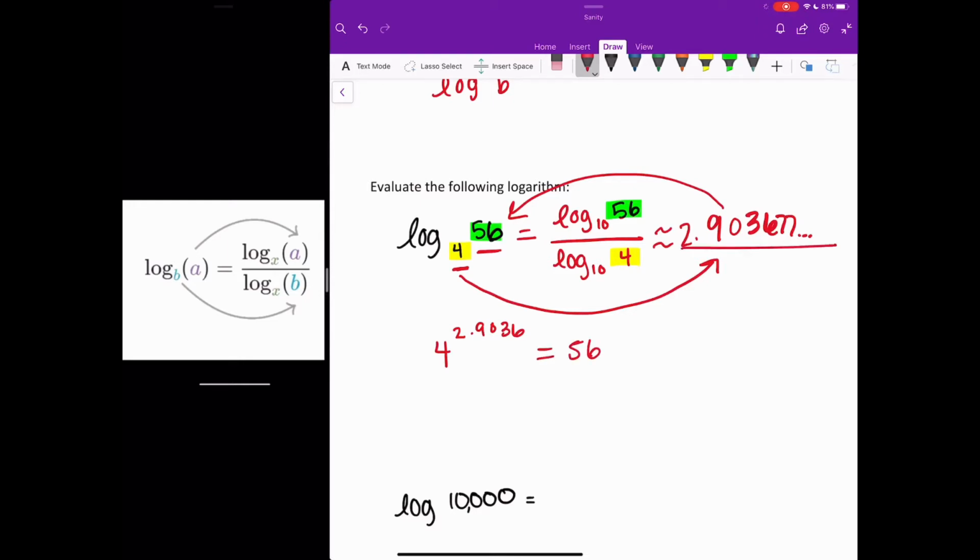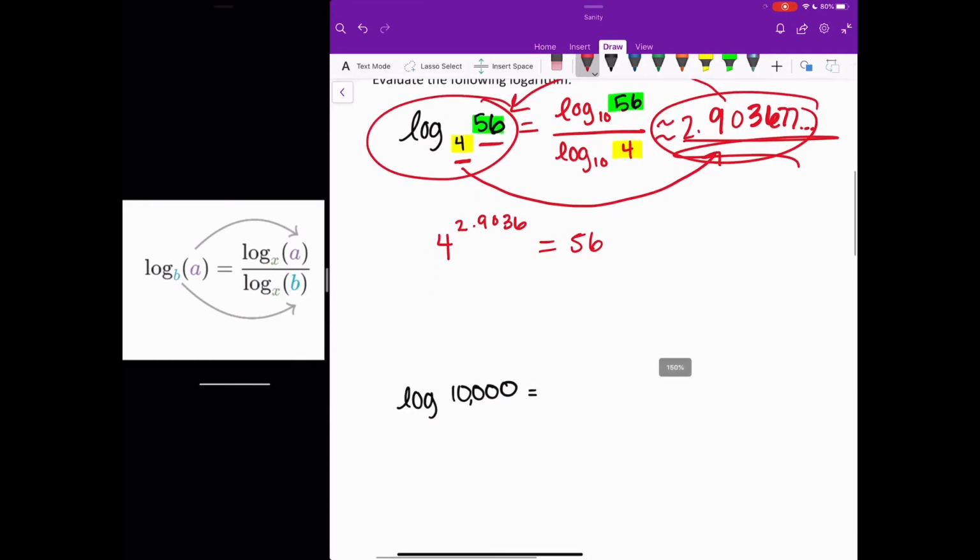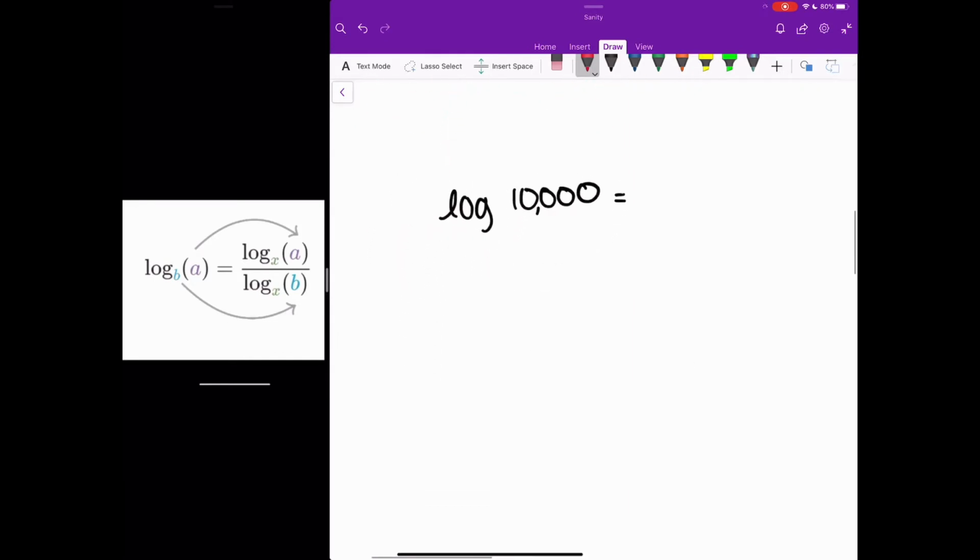Or if you rounded this number here, you're going to get like 55.9999, which is going to round up to 56. Okay, so that logarithm right there evaluates down to that. We used our change of base formula. Okay, here again, this is just a really quick one.